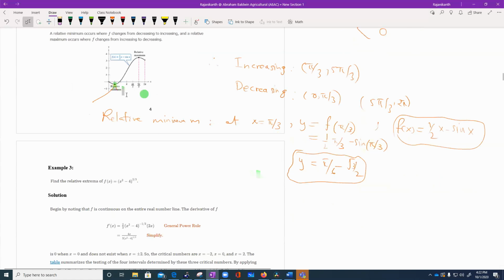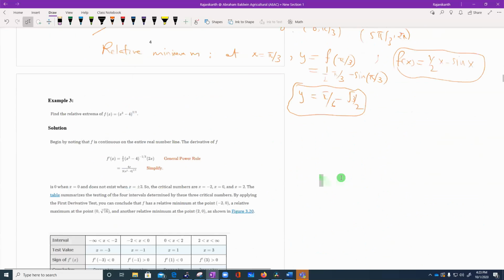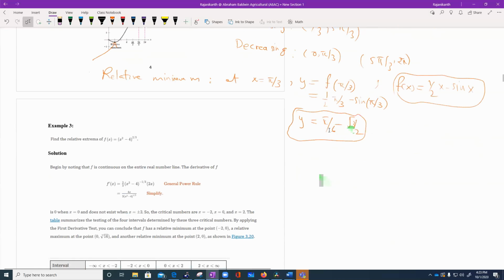The x coordinate of this point is pi over 3, and the y coordinate of that function is this. If you check this value, it should be negative. Could you check please how much you are getting for this in one decimal? Pi over 6 minus square root 3 over 2. I got negative 0.34. Exactly, negative 0.34.